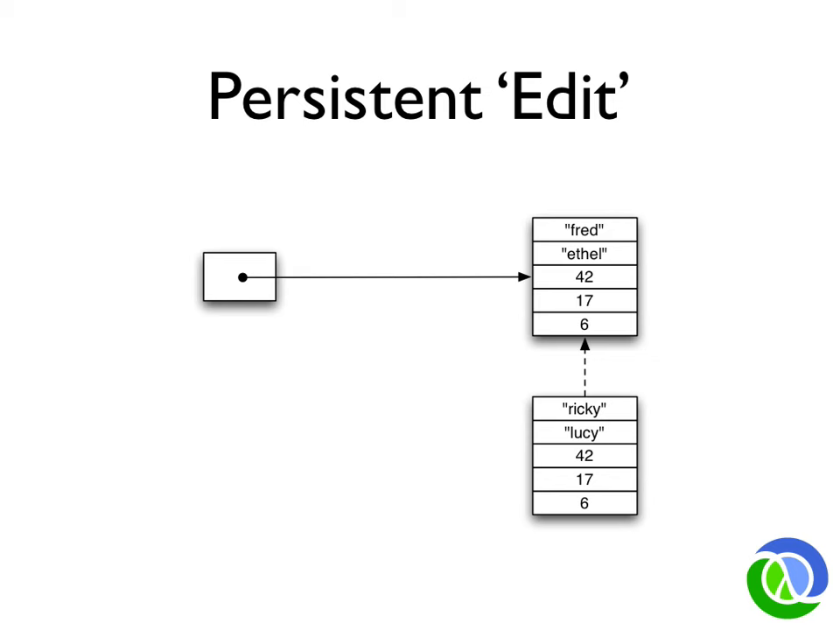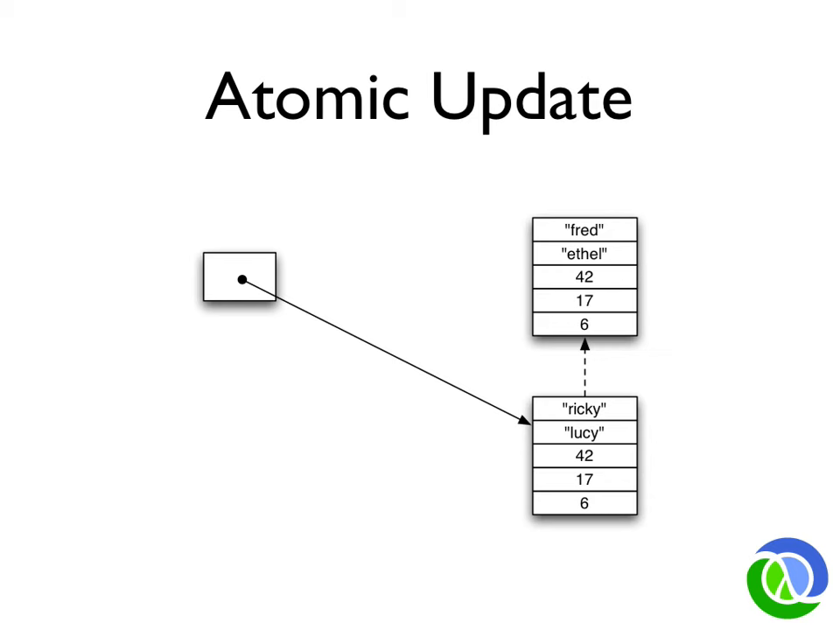Everybody that's looking at that box is seeing the other thing. Then, atomically, we update, which means we change the box from referring to the one thing to referring to the other thing. And if that change of the inside of the box is controlled with concurrency semantics, you're done.